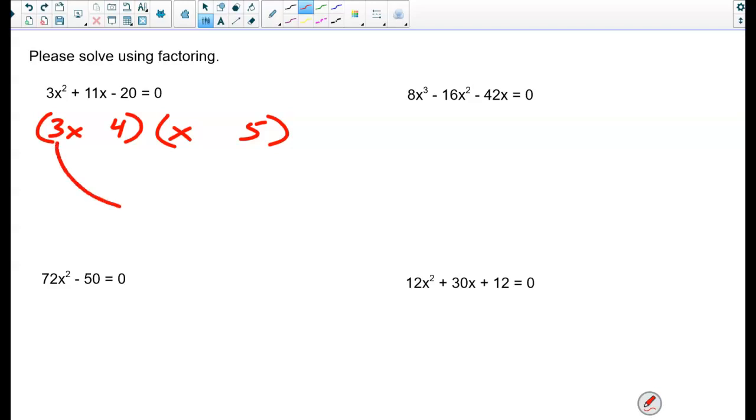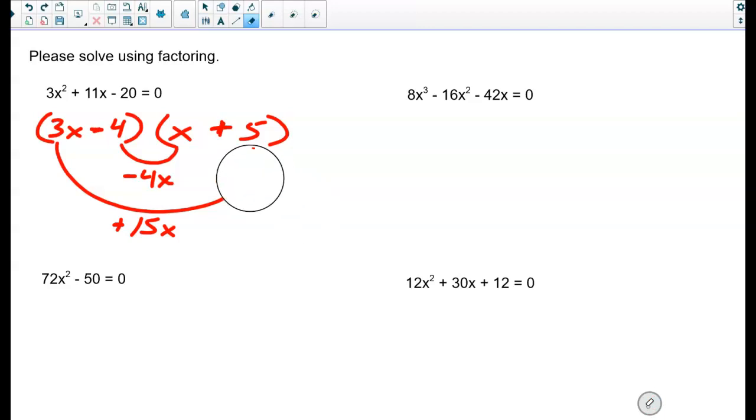But now I need to check my middle term. 3x times 5 is 15x. 4 times x is 4x, and I need to figure out, is there a way to make 15x and 4x combined to be 11x? Sure. If this is a minus and this is a plus. So that means I have a plus here and a minus here. And now my problem has been factored.